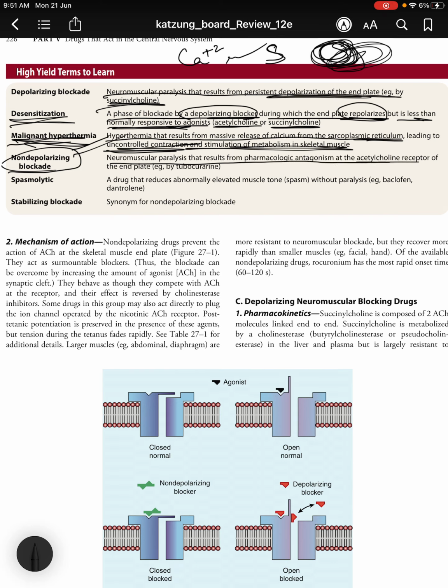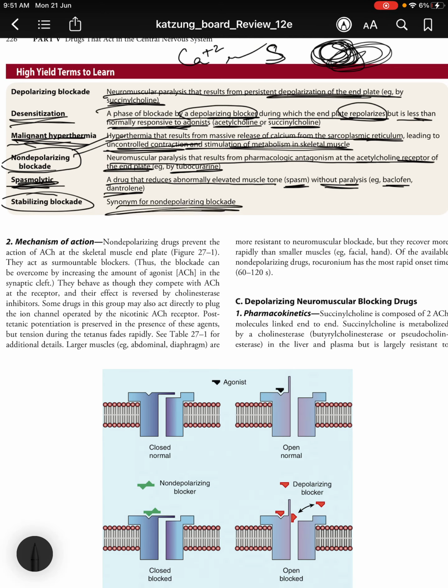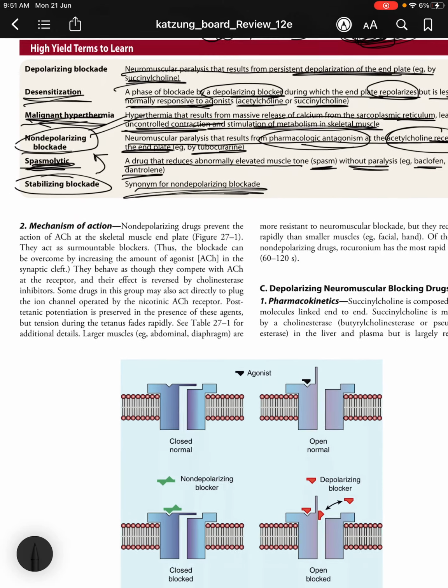Non-depolarizing blockade is neuromuscular paralysis that results from pharmacological antagonism at the acetylcholine receptor of the end plate. That is by tubocurarine, by competitive inhibition. We also have spasmolytic drugs, which reduce abnormally elevated muscle tone or spasm without paralysis, such as baclofen and dantrolene. And we also have stabilizing blockade, a synonym for non-depolarizing blockade, which is paralysis that results from pharmacological antagonism at the receptor.